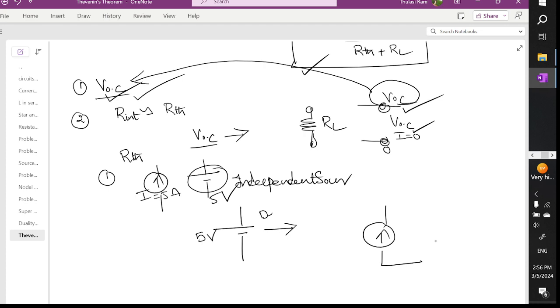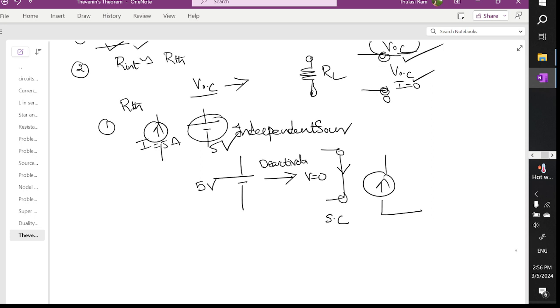So what is the concept of deactivation? Deactivating this means we want to make this voltage 0. How can we make this voltage 0? We short circuit. When you deactivate, you are going to perform a short circuit. When we short circuit, what will happen? The current becomes maximum, because you have short circuited. This current is called the short circuit current, and it is the maximum.